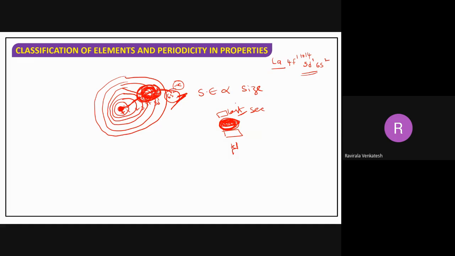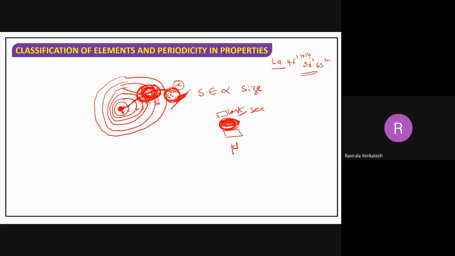Because of this, size increases, because the nucleus loses its attraction on the electrons. These valence electrons, the 6s2 electrons, are not under the control of the nucleus. They are unable to be attracted by the nucleus. That is why they are moving away from the nucleus, and when they move away, the size increases.